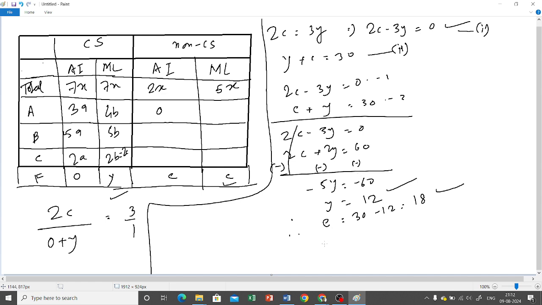Okay. Now what is this y, 12? This y is nothing but the number of people who failed in ML, right? Now see, I can write down y. So we got y equals 12. Now I can write down y as 7x minus the addition of all these things, that is 4b plus 5b plus 2b, that is 11b, is equal to 12. Can I tell that?